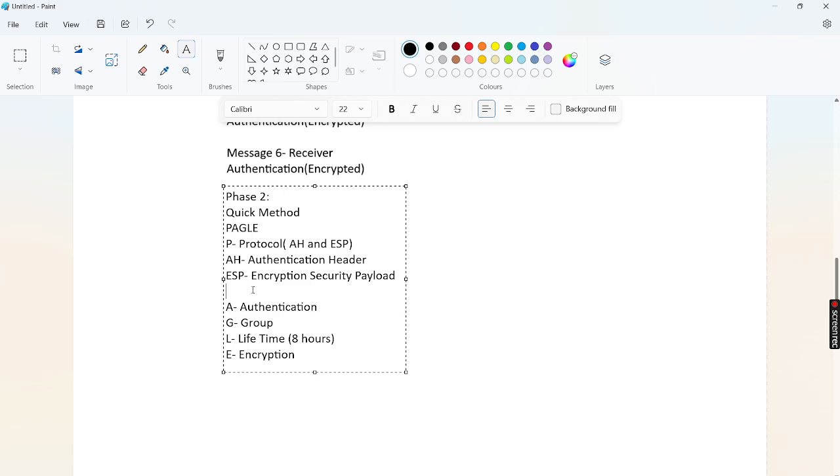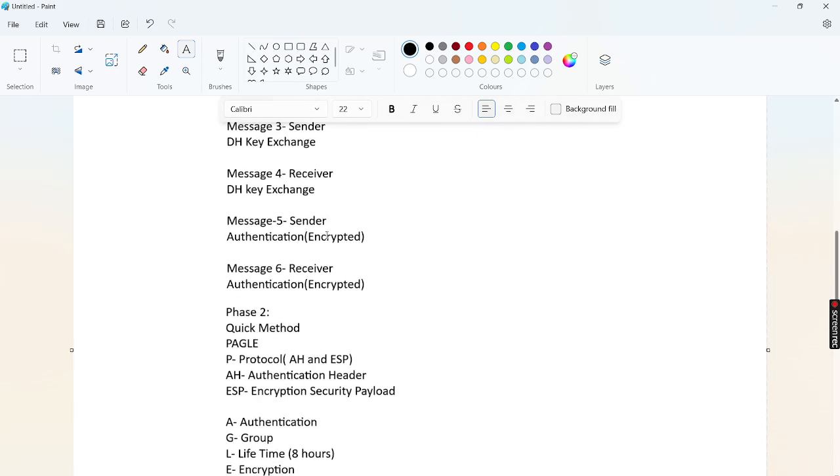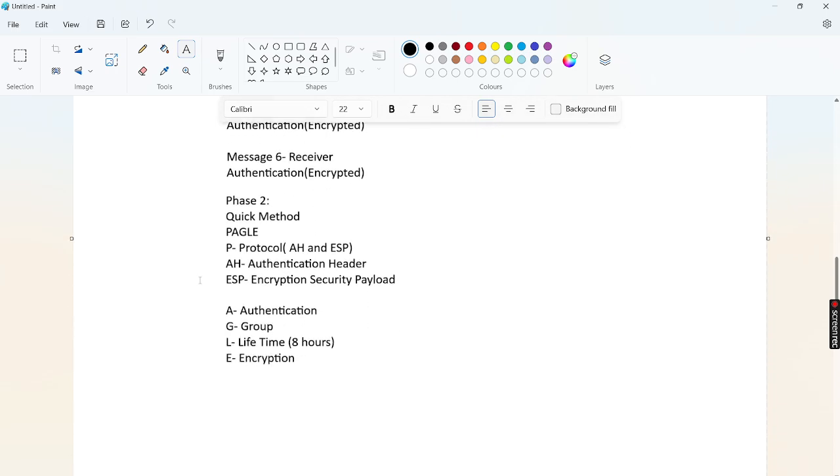And this will be exchanged between the sender and receiver, but we cannot see it because we have already formed a phase 1 tunnel, which is secure, to form IPsec phase 2. So here also we have 3 messages. These 3 messages will be exchanged between sender and receiver in the encrypted format.